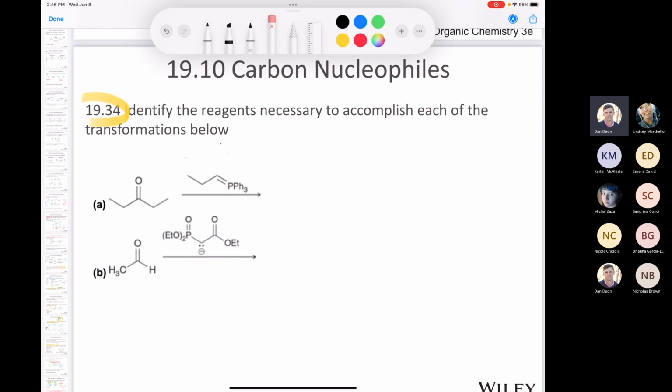The bond that you're going to form, right? You're starting with a ketone and a Wittig reagent, so you're going to make an alkene. Okay, what's that alkene going to look like? Here it is. Here's how you connect the dots.